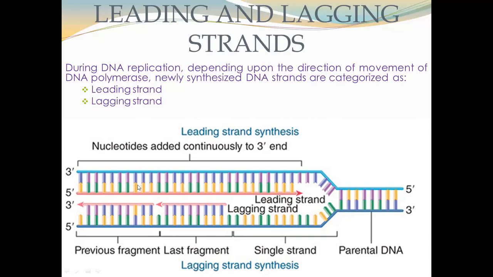So this is the leading strand, which moves from the 5' towards the 3' end continuously, and its direction is the same as the direction of movement of the replication fork. Whereas in the case of this strand, the direction of the template is from the 5' end towards the 3' end, so the replication process goes in the 5' to 3' direction.